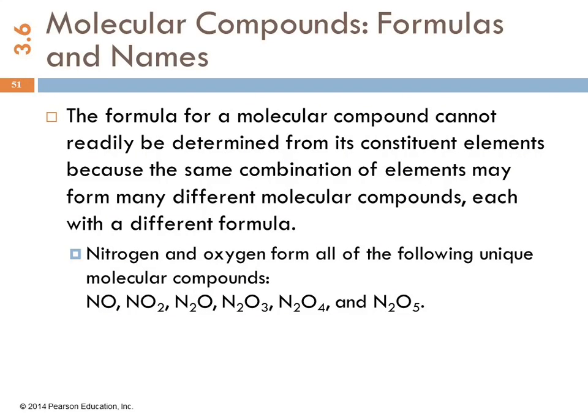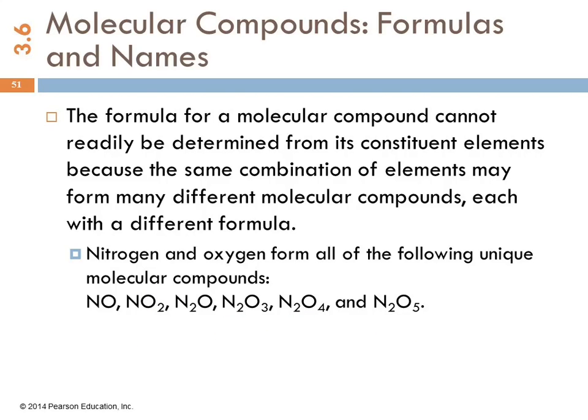Molecular compounds. We can't just look at the elements in a molecular compound and figure out how they're put together because there's no charges involved. And you can have many different molecular compounds between the same two elements. We have an example here of nitrogen and oxygen, and they form all of these compounds. There's 1-to-1, NO, there's NO2, there's N2O, there's N2O3, N2O4, and N2O5.